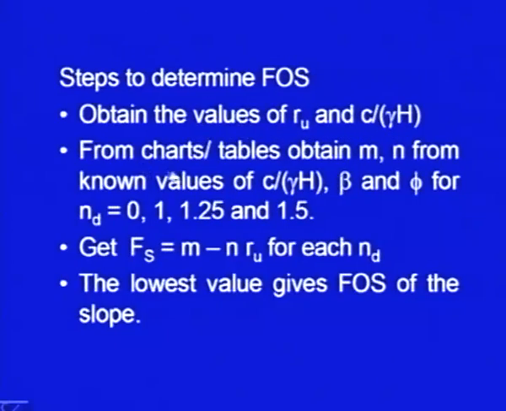Then from charts or tables obtain the parameters m and n for the known values of C upon gamma h, beta and phi for different values of n d. N d is 0, 1, 1.25 and 1.5. These are the values which they have given, and then get F s is equal to m minus n times R u for each n d, and the lowest value gives the factor of safety.